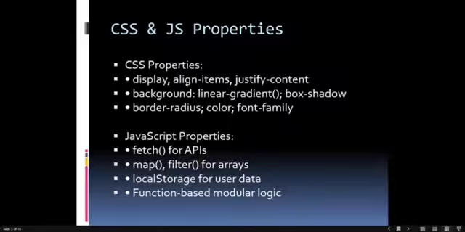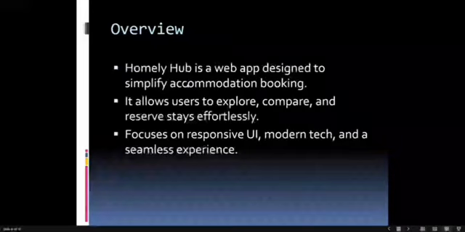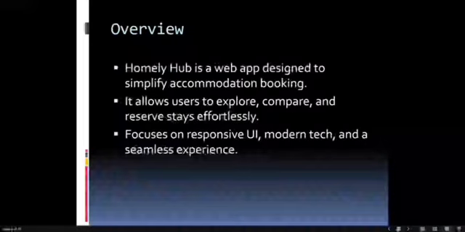Now, our next slide is overview. HomelyHub is a complete accommodation booking web platform where users can search properties, view images and details, book stays securely, and manage their bookings. It's like a simpler version of Airbnb created with learning and functionality in mind.